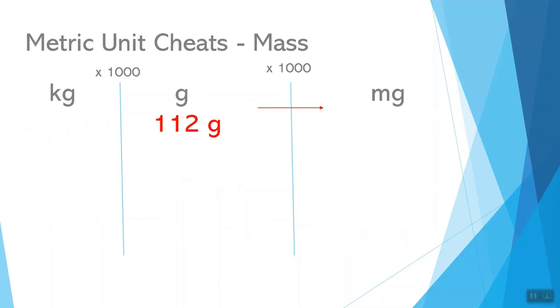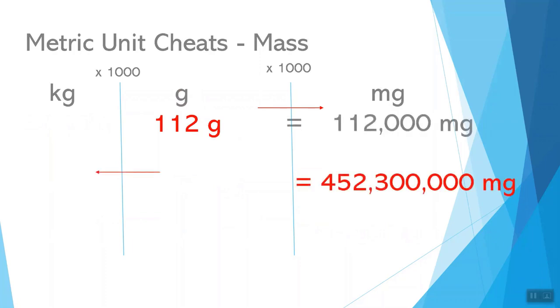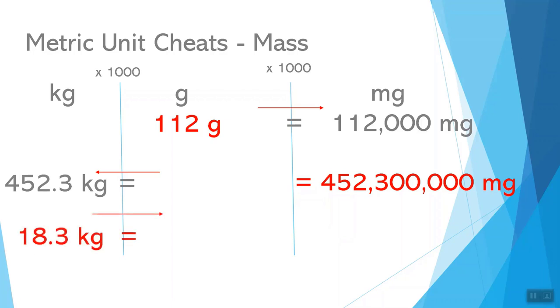So let's see what you can do here. 112 grams, how many milligrams will that be? 112,000. 452,300,000 milligrams. Now you're going 2 columns over, or 6 decimal places: 452.3 kilograms. 18.3 kilograms is 18,300 grams.